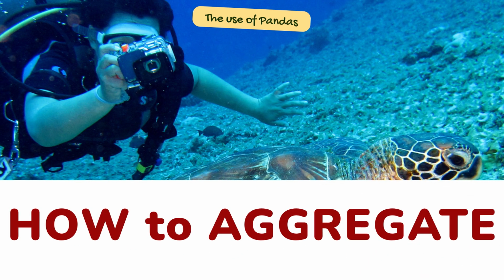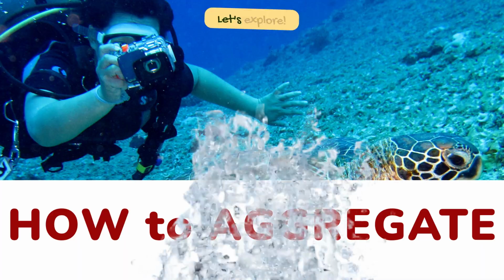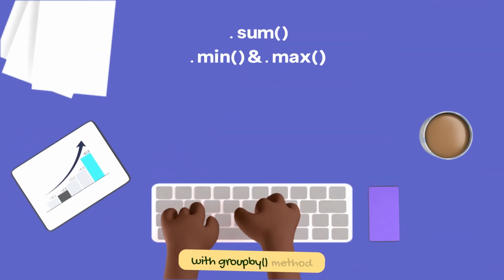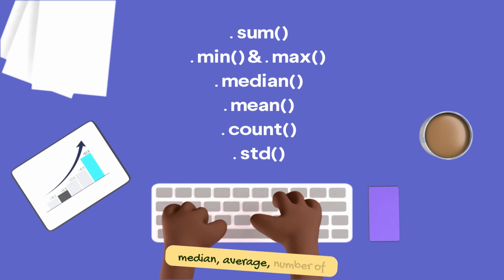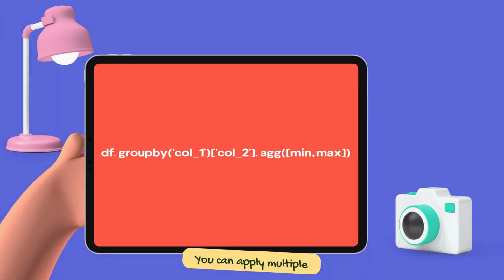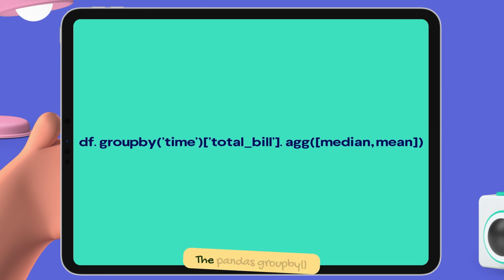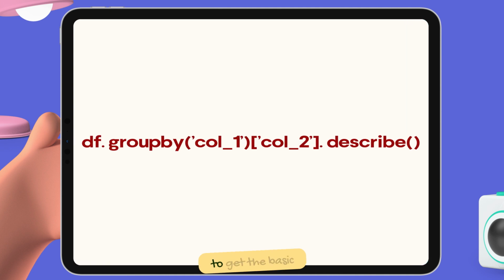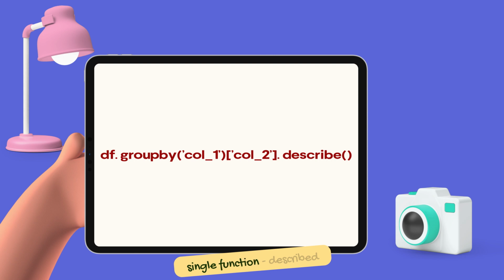The use of Pandas groupby is incomplete if we would not review how to aggregate the data. Let's explore. There are a number of aggregate functions that can be used in combination with groupby method in order to receive total, minimum and maximum, median, average, number of items, and standard deviation. You can apply multiple aggregate functions on the same column using the aggregate function. The Pandas groupby method is giving even more flexibility. There is a way to get the basic statistical summary split by each group with a single function, describe.